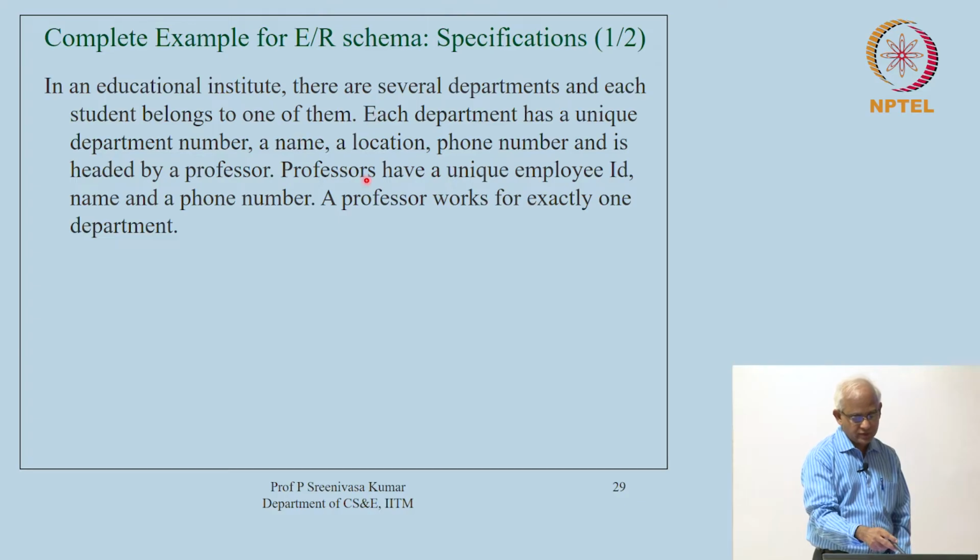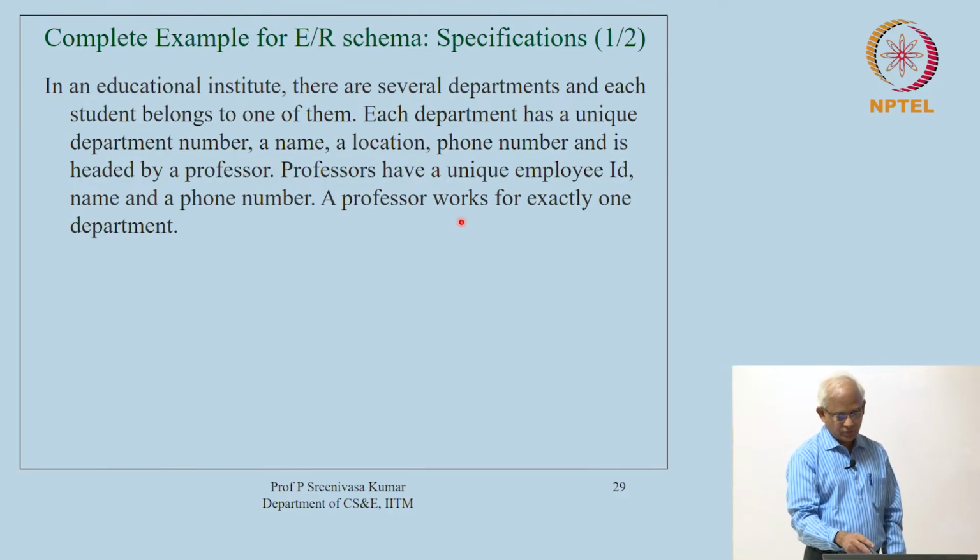Many of these concepts have actually been introduced as examples as I was discussing these various notions. So, let us capture all of them together and put them in one place as a complete example. In an education institution there are several departments and each student belongs to one of them, and the department has a unique department number, a name and a location, phone number, and is headed by a professor. Professors have a unique employee ID and name and phone number, and a professor works for exactly one department. This is how we can jot down the domain information, so that we can later translate that into an ER diagram.